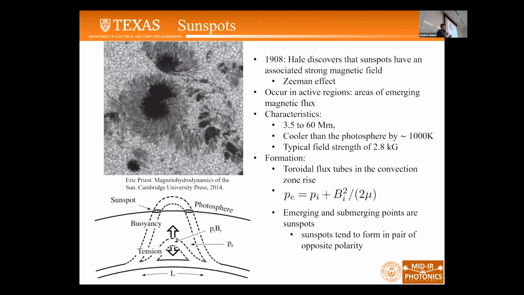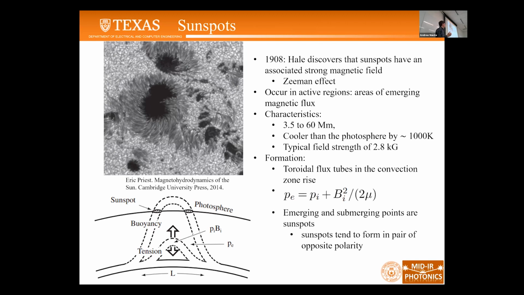In 1908, Hale made the first discovery of magnetic fields outside of Earth, and he did so by observing the emission spectra of the sun and sunspots. So when you look at the emission spectra of the sun and you split it into its components, you'll see essentially all of the visible spectrum with a bunch of dark lines in it. And these dark lines are caused by the absorption of the elemental constituents of the sun, and these occur at very specific wavelengths.